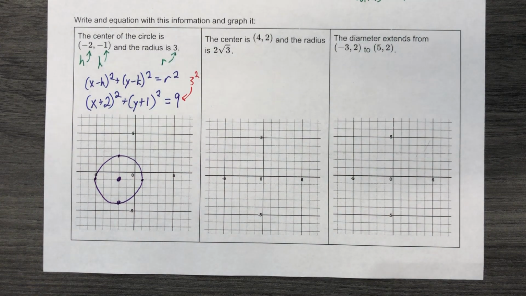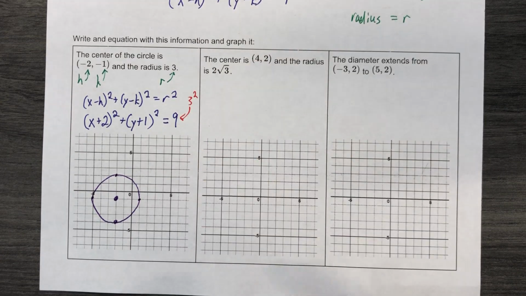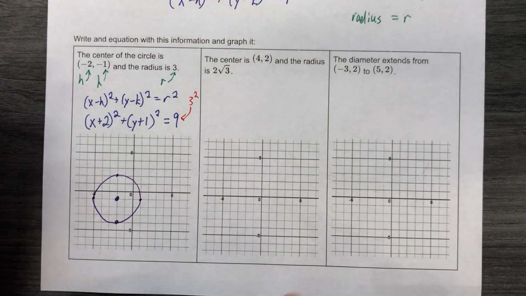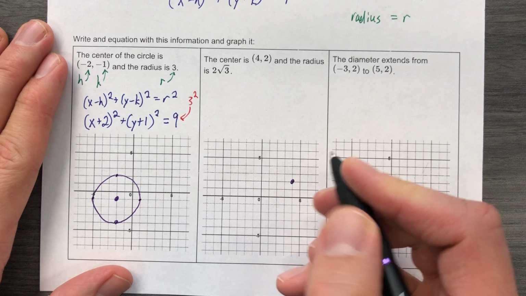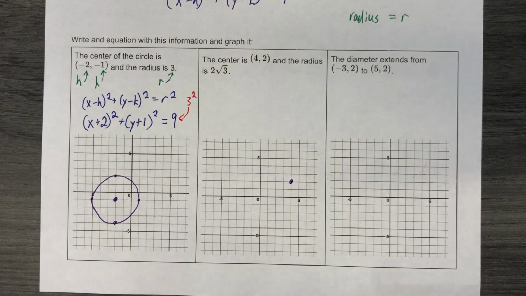All right, let's go ahead and jump to the graph for the next one. And we're going to go ahead and plot our center. So the center is at 4, 2, and we'll stick with purple. So 4, 2, boink. And the radius is 2 square root of 3. 2 times the square root of 3.